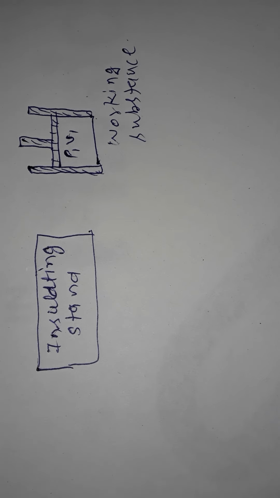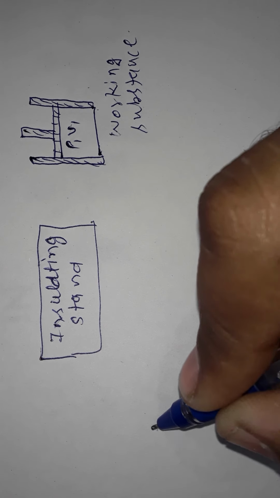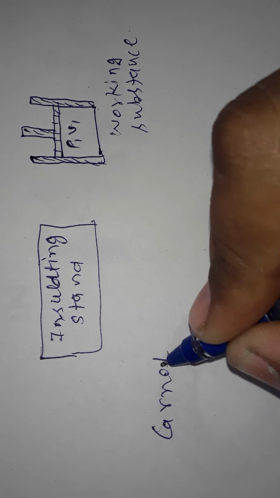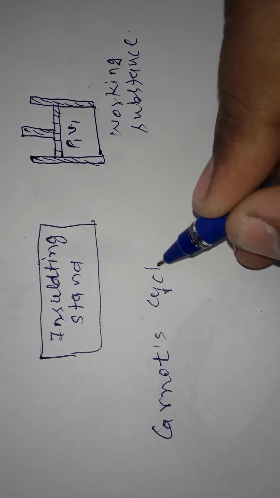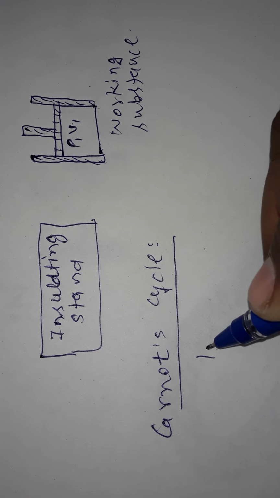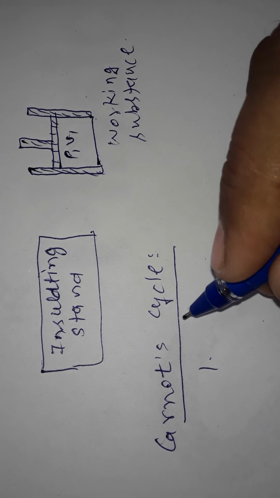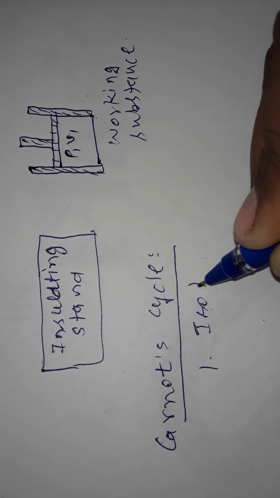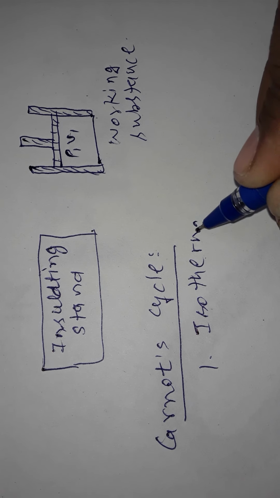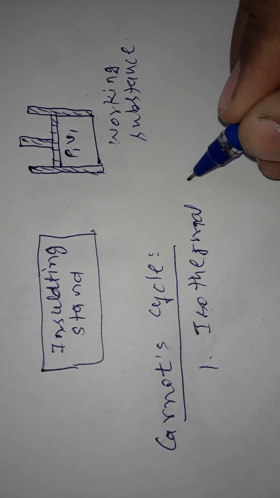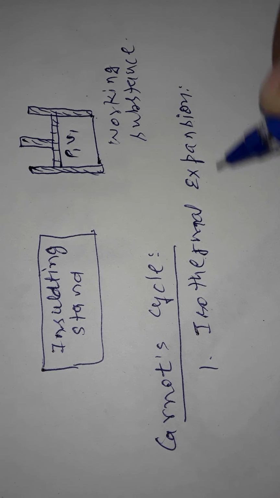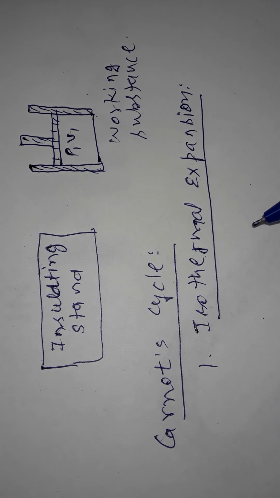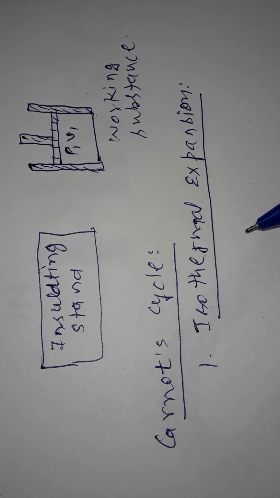Now, Carnot cycle. In this Carnot cycle, the first process is isothermal expansion. In the isothermal expansion, the temperature of the system should be constant.